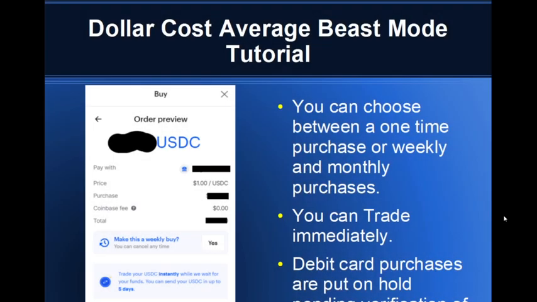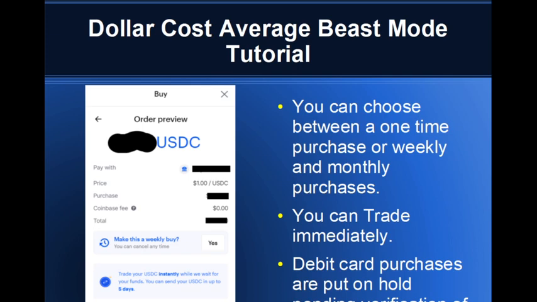You can choose between a one-time purchase or weekly and monthly purchases. Now, if you don't want to use the card for your everyday purchases, you can just do your dollar cost average and pull that into the account. Do that weekly, and it'll be automated, so it'll automatically be taken out, and you won't be tempted to withhold on your DCA. And you can trade immediately on Coinbase. USDC trades are free. Trading back costs money, but to trade from USDC into Bitcoin or into another stable coin, that's free. So once again, we're eliminating fees.